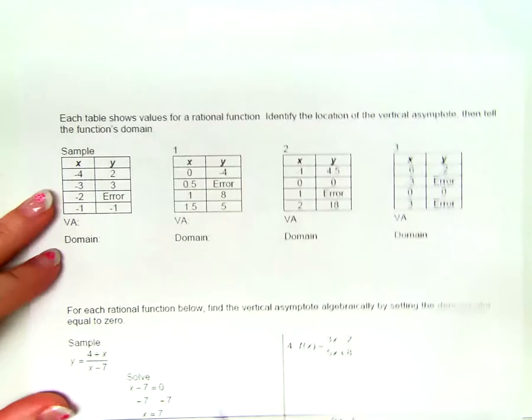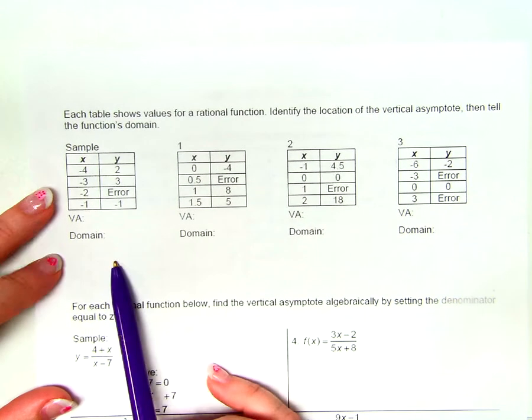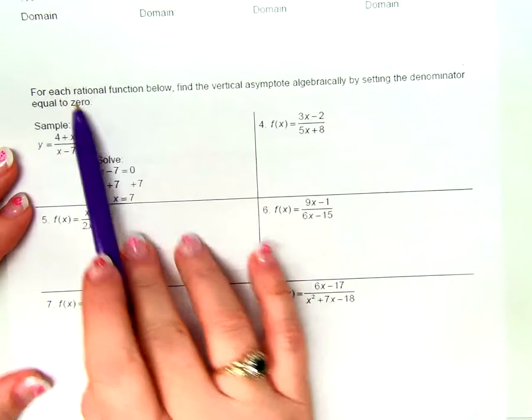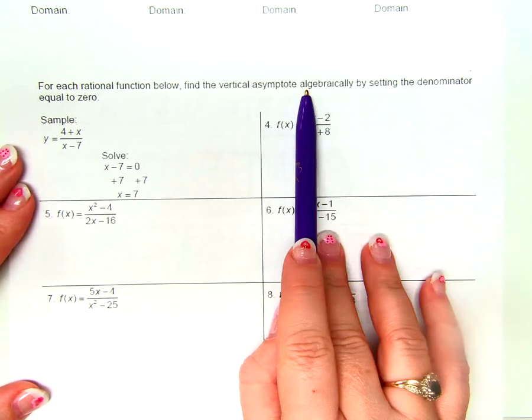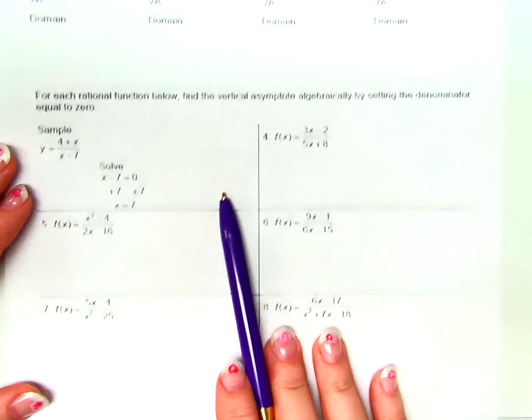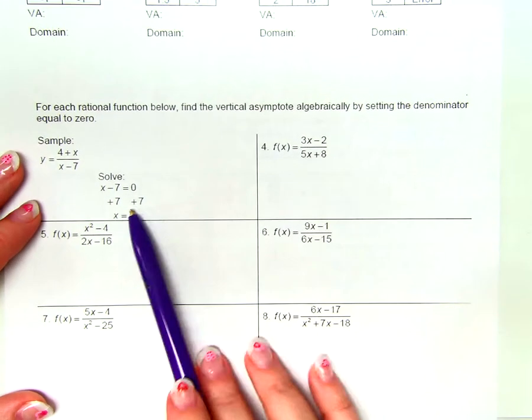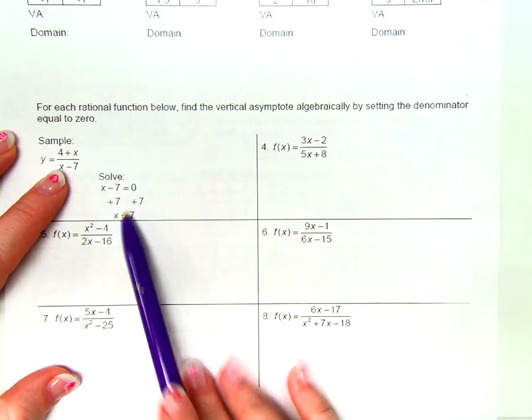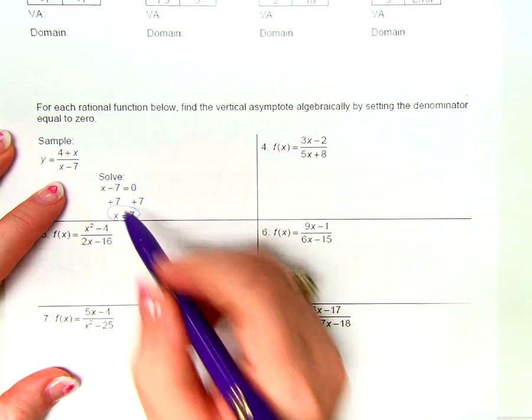Okay? So on this side, find the asymptote, tell me what the domain is. Find the asymptote, tell me the domain. This is asking for you to find the asymptote without using a table. Okay? Take the denominator and set it equal to 0. Here's the denominator here. Set it equal to 0 and solve. And this is your vertical asymptote.